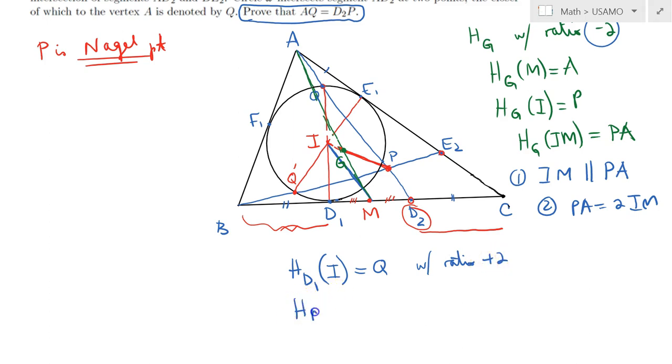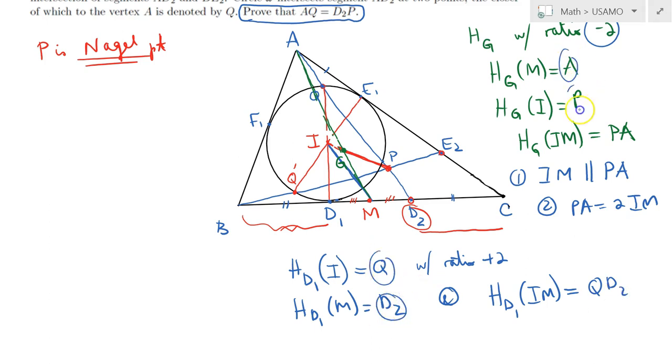It will also take the point M to the point D2. So this is again obvious because D1M is equal to MD2. And finally, it will, as a result, take the line segment IM and map it to QD2, right? So we are combining these two like we did earlier. But then this implies that IM is in fact parallel to PA, or QD2, I should say.